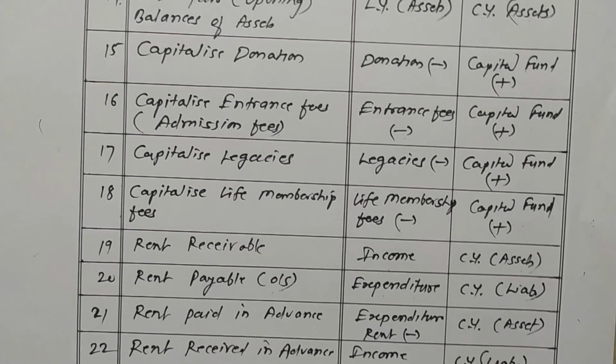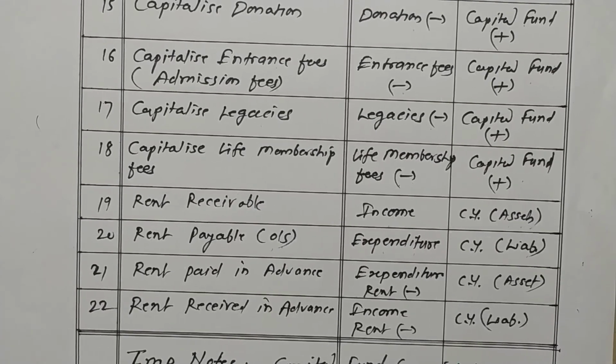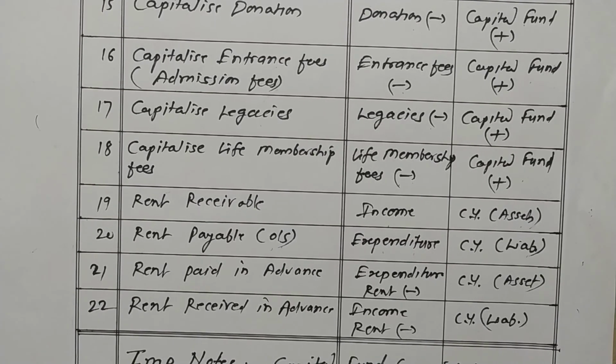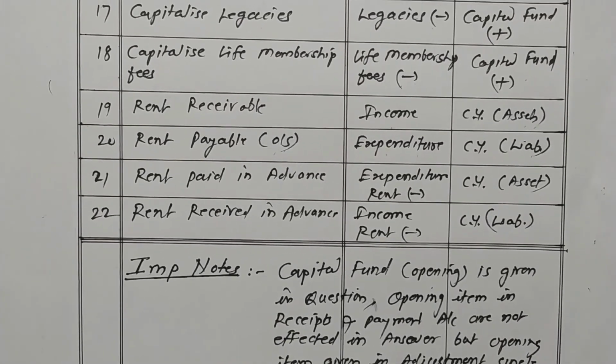Rent paid in advance. It will be just like a prepaid rent. It is to be deducted from rent account on expenditure side and second effect will appear on current year asset side. Now last adjustment, rent received in advance. It is to be deducted from rent account on income side and second effect on current year liability side.